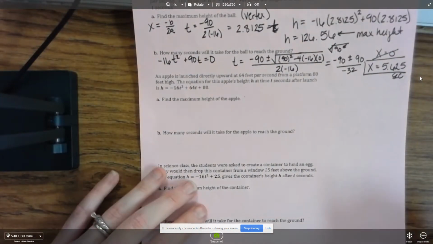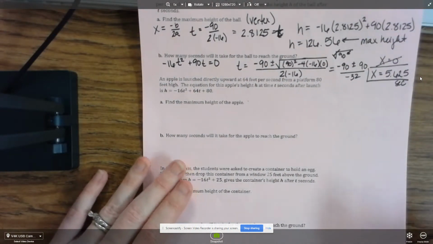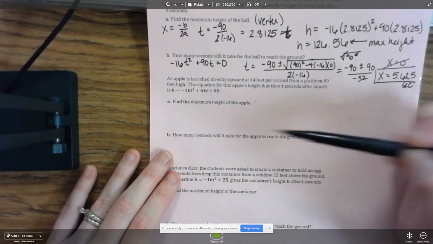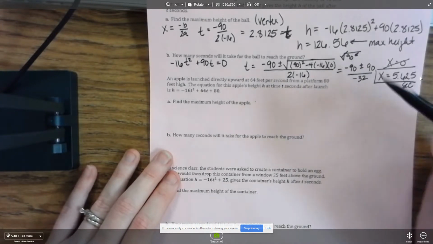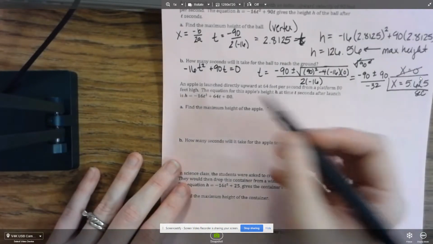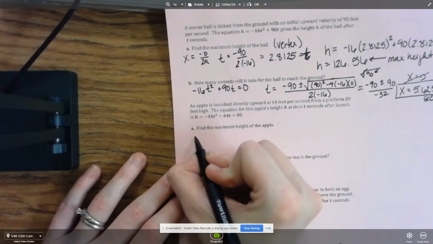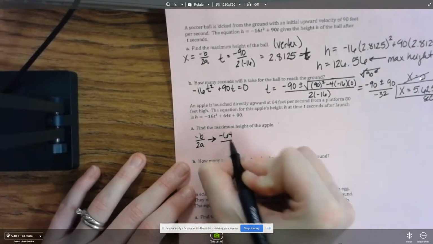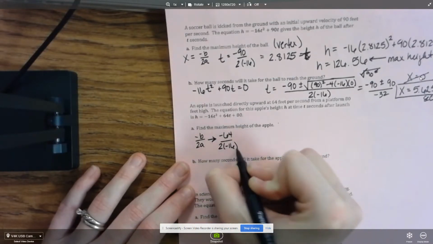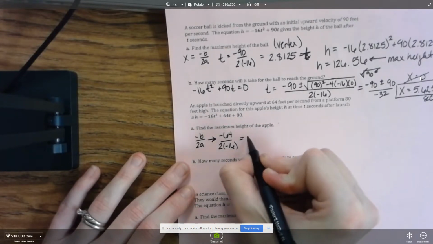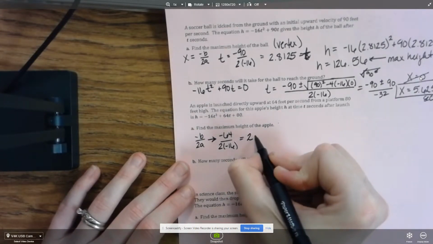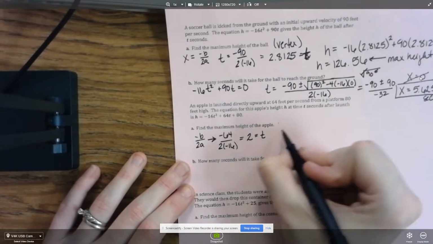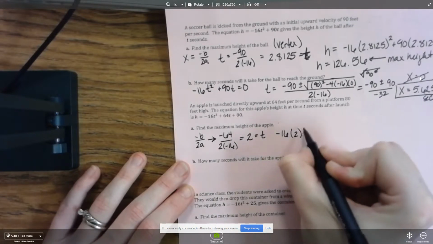All right, an apple is launched directly upward at 64 feet per second from a platform 80 feet high. The equation is negative 16t squared plus 64t plus 80. So I need to find the vertex. That's going to give me the maximum. So I do negative b divided by 2a. So 64 divided by 2 times negative 16. And that is going to give me an x value or t value, I'm sorry, of 2. This is my t. And so I'm going to plug this into here. So negative 16, 2 squared.